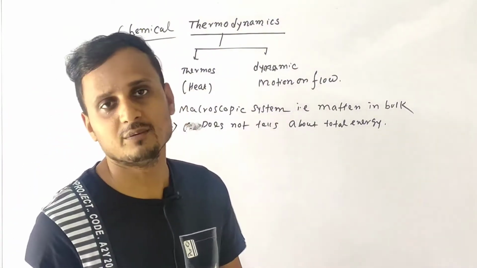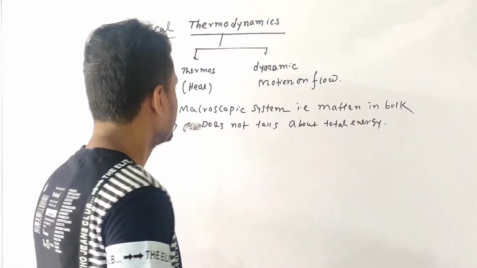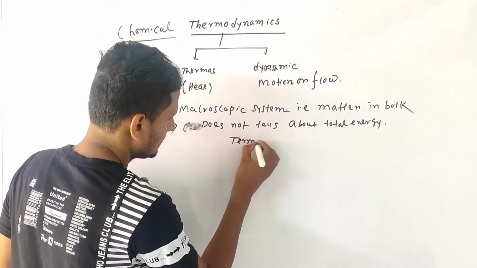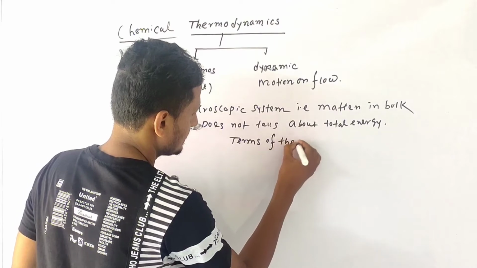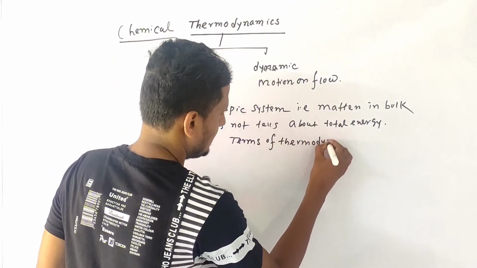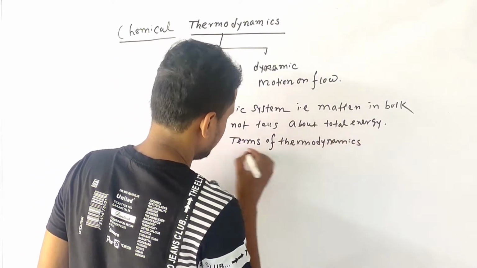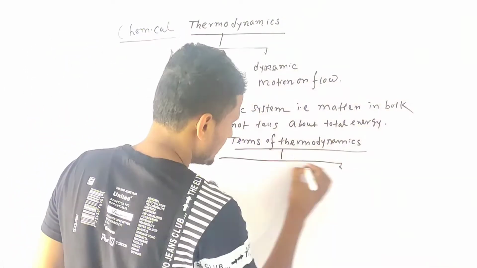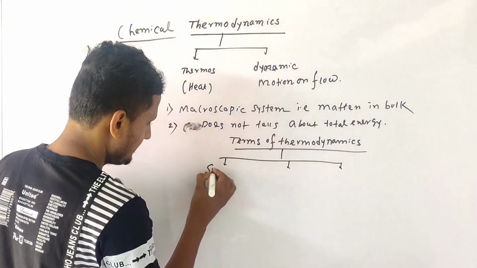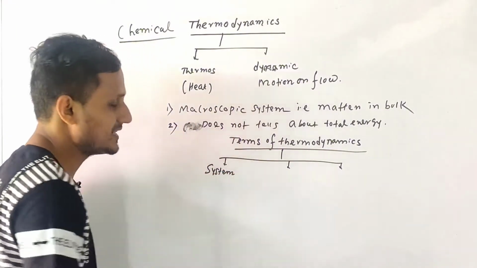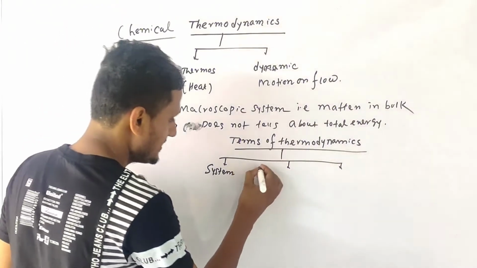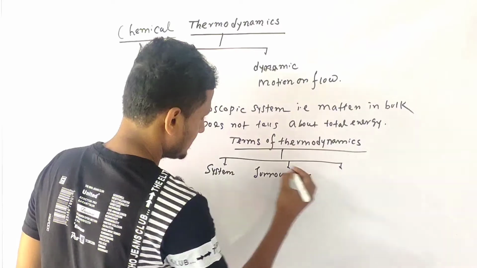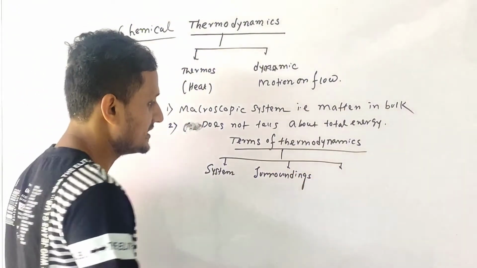What are the terms of thermodynamics? We have to learn them now. First of all, we have to learn three things here. One is the system, what is the system. Then what are the surroundings, and what is the boundary.